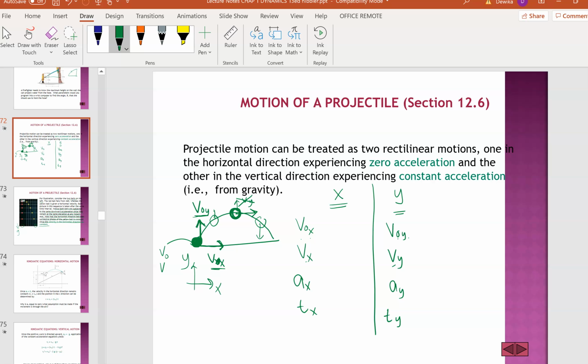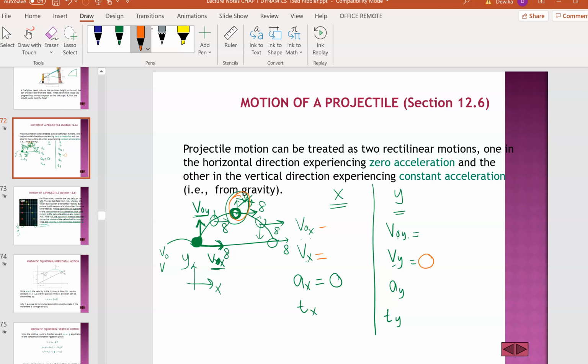Now remember, because the acceleration in the x direction is 0, the vx value is always constant. So if it's an 8 here, it will always be 8 no matter where it goes. 8, 8, 8, 8. Even landing here will be 8. But it's not the same case as the vy. Because vy at the peak here, we always take that this is the peak. So vy at the peak is 0.